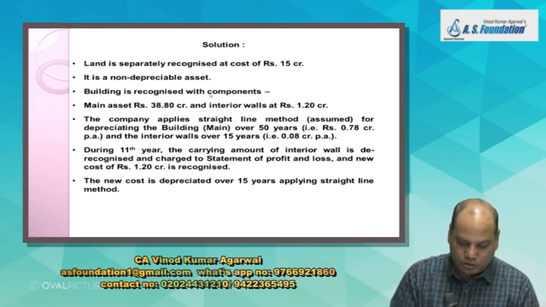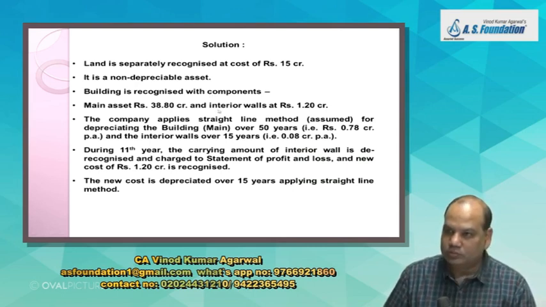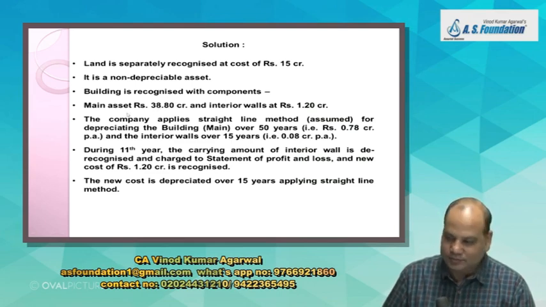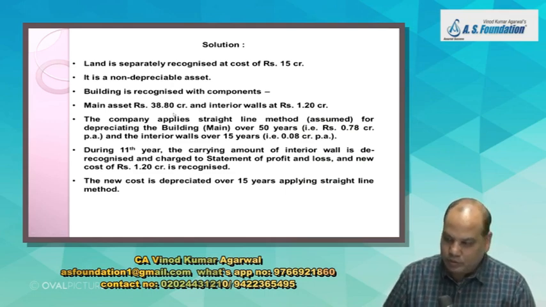What is the total cost of this building? 40 crore, which includes the interior wall of 1.2 crore. The building is recognized with components: main asset 38.8 crore, and interior walls at rupees 1.2 crore. Written? Right. We have to complete this chapter today.